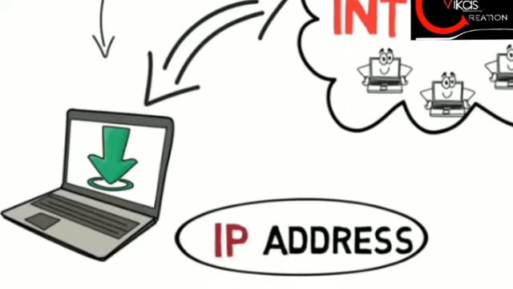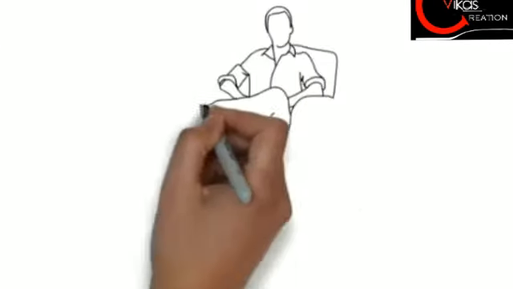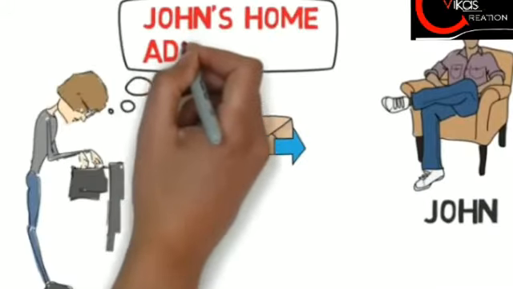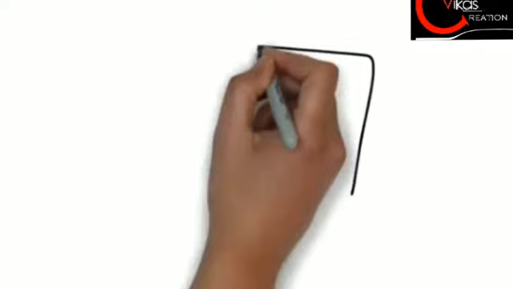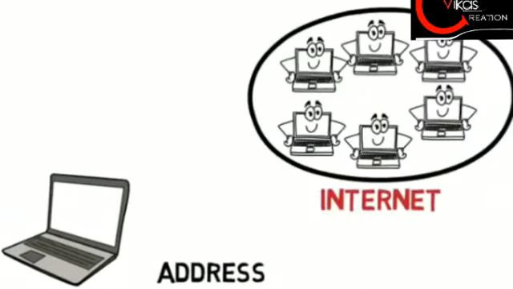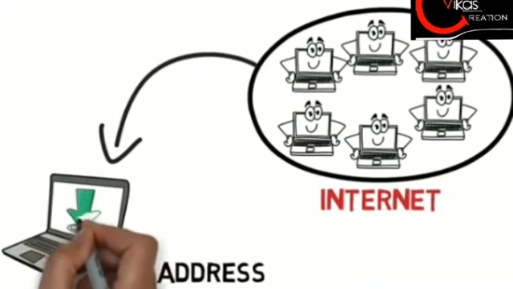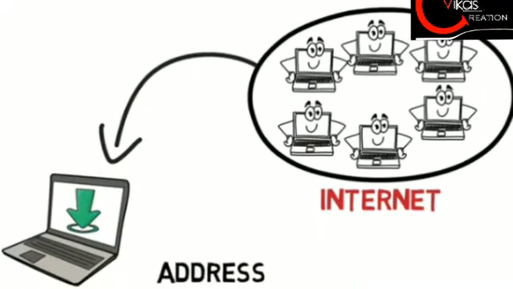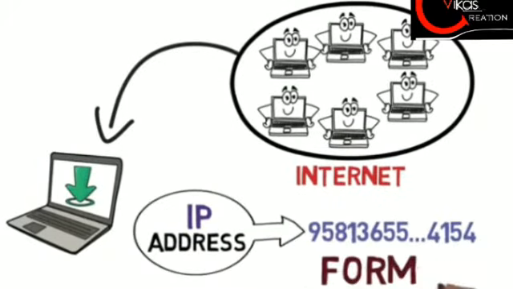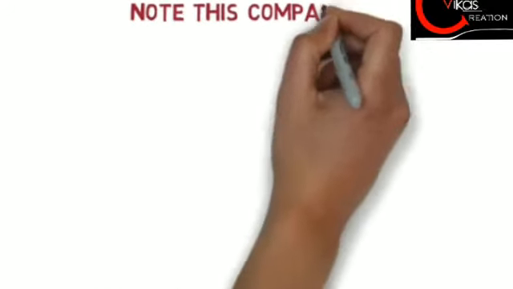Let us understand it with another example. If someone wants to send you mail, then he or she should have your home address. Similarly, your computer also needs an address so that computers on the internet can send you a file that you want to download. That address in internet terms is called an IP address, which is nothing but a string of numbers written in a certain format. Note this comparison.